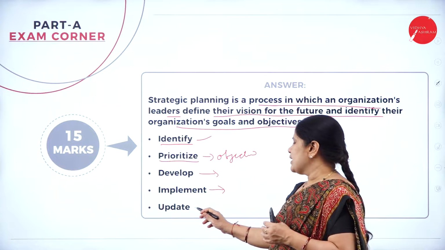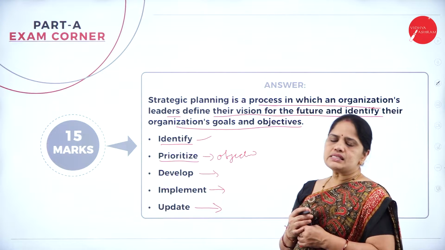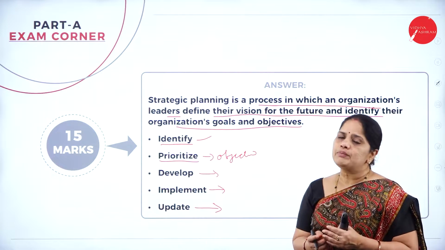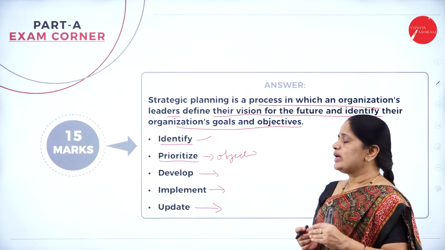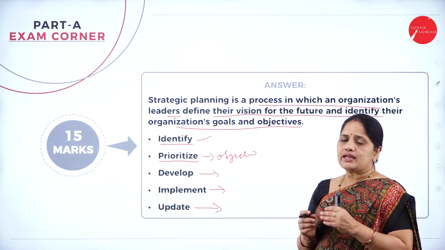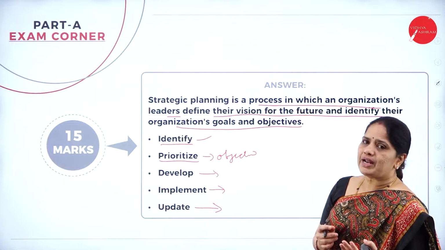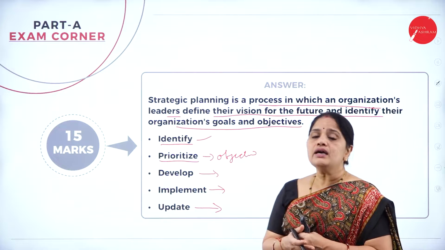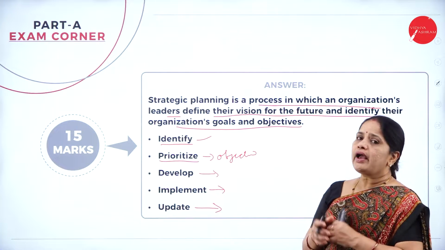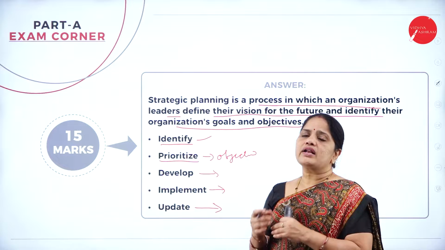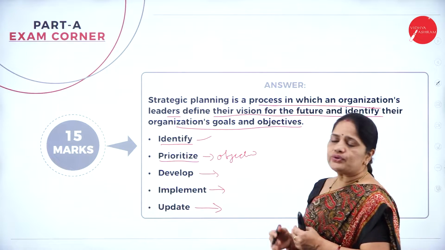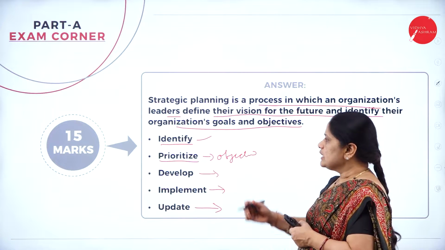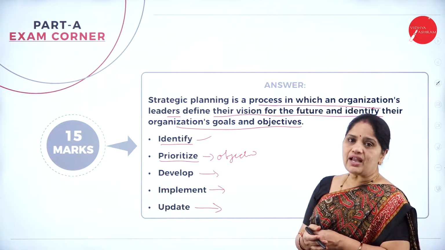Then the last one is the update. Now, in this update stage, we have to ensure that whatever plans are being implemented, the work is going as per the plans. And if the work is not going as per the plans, then we have to see what the various factors are which are affecting the work of the organization. And if it calls for a revision of the plans, then we have to revise our plans, and then put it into action. So, these are the stages in strategic planning.